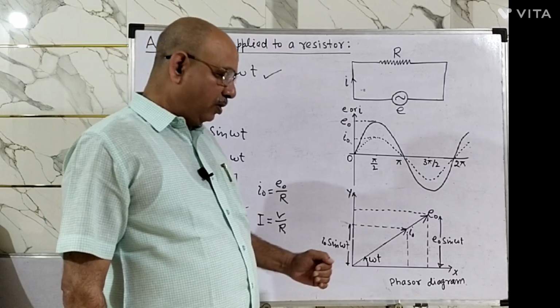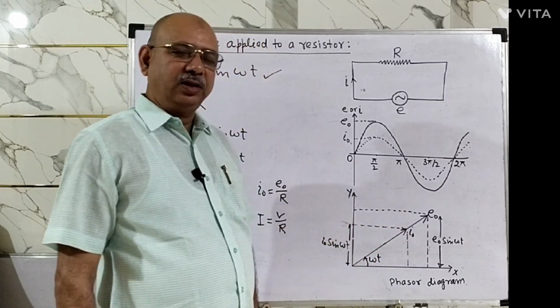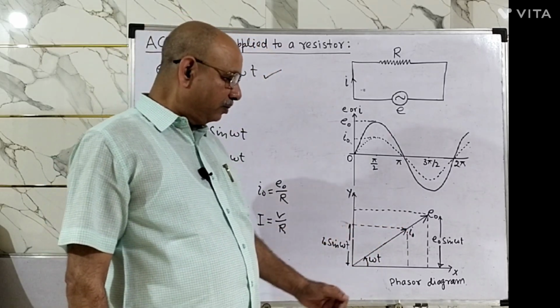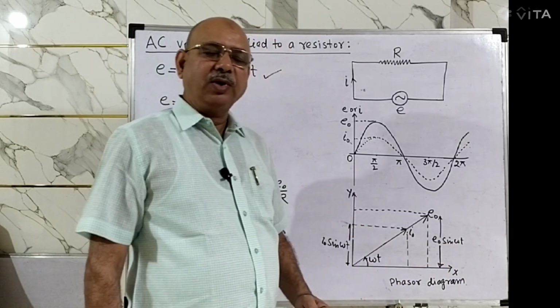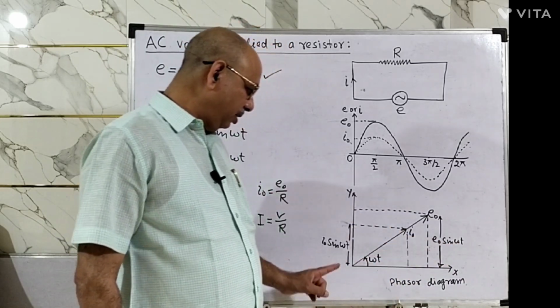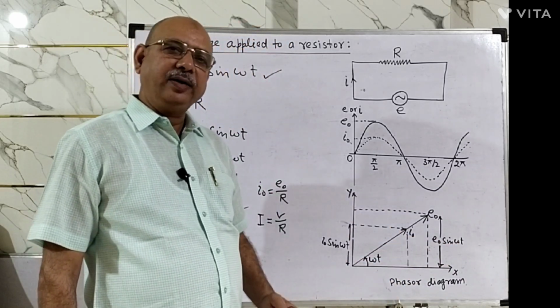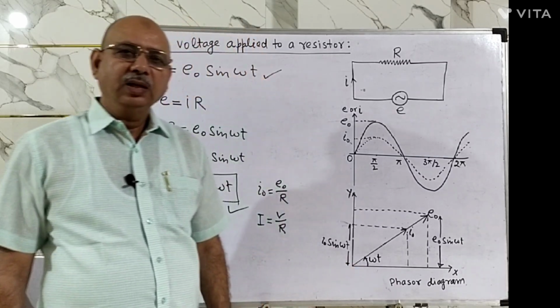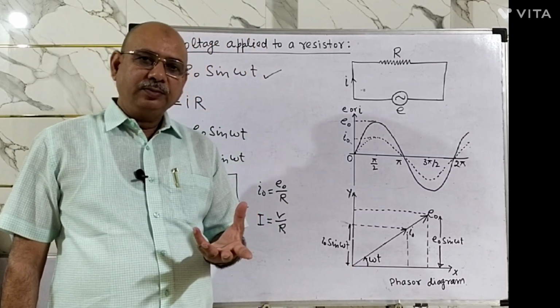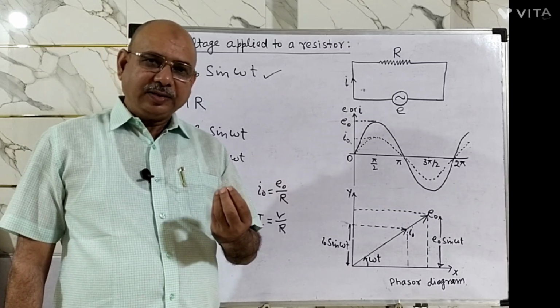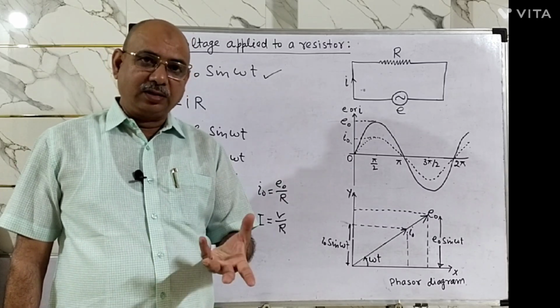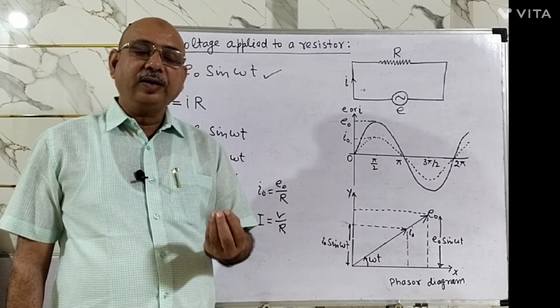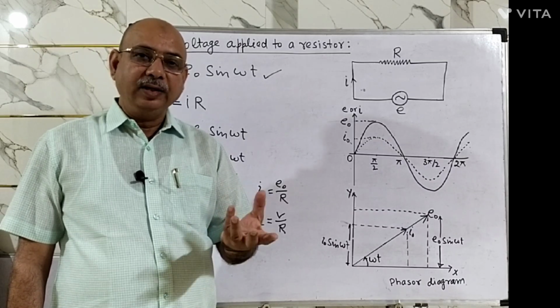If we take the projection on the y-axis, then we get its instantaneous values, that is the E0 sin omega t, and for current it is the I0 sin omega t. Thus we conclude that when AC EMF is passed through a resistor, then current and voltage both are in phase.